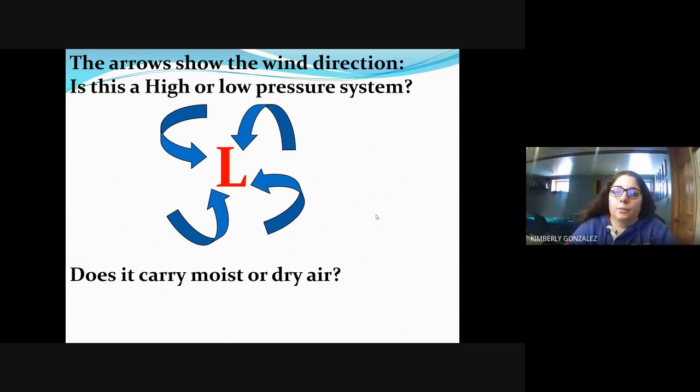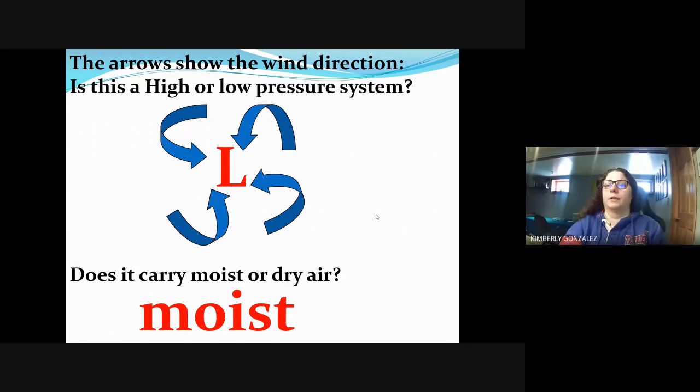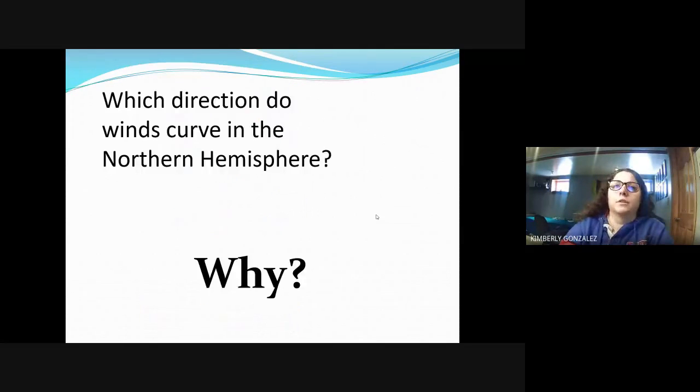Good. It is a low pressure system. So if it's a low pressure system, are we talking about dry or are we talking about moist? Are we going to have dry or are we going to have lots of precipitation? Moist. Very good. Good job. All right.